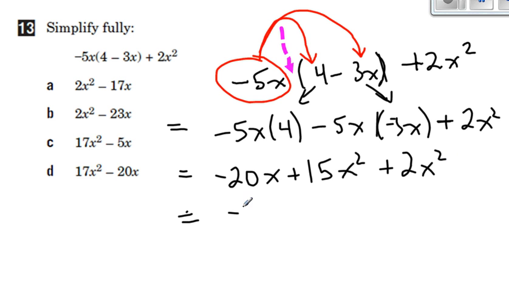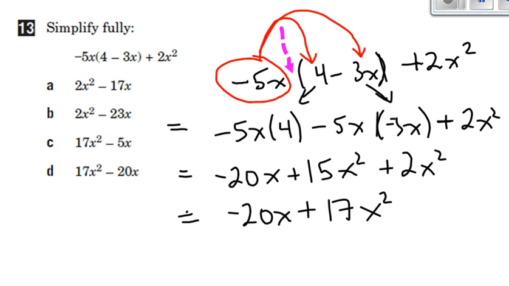Collecting like terms. So negative 20x, there is no other term with just x, so it's still negative 20x. But 15x squared plus 2x squared, I can collect those. 15 plus 2 is 17, so I have 17x squared.